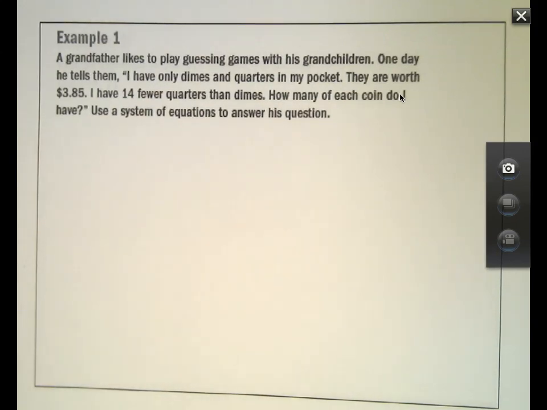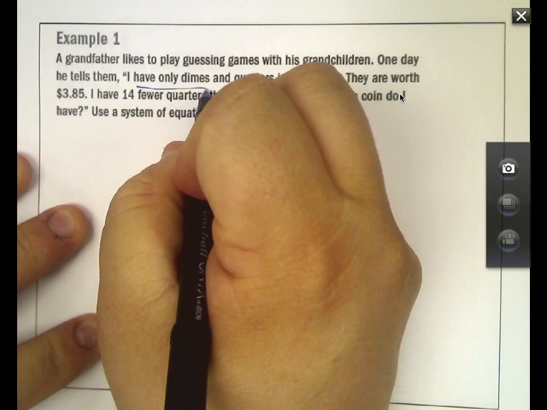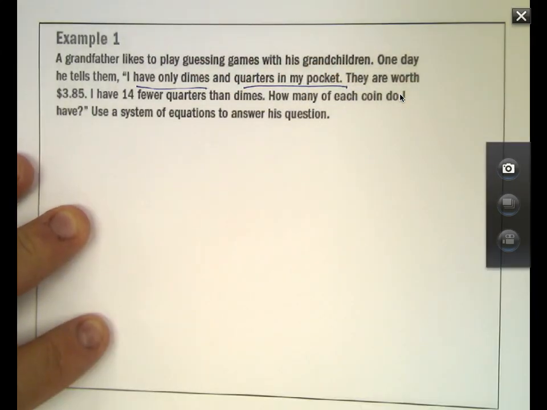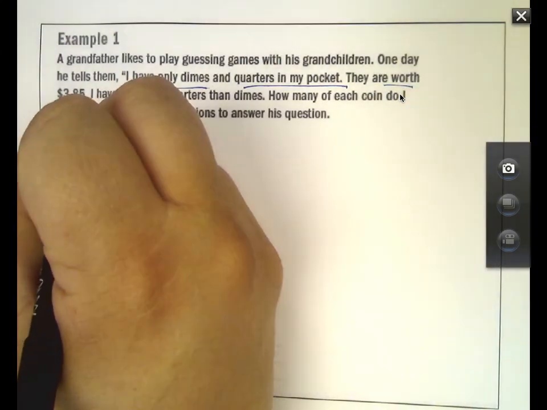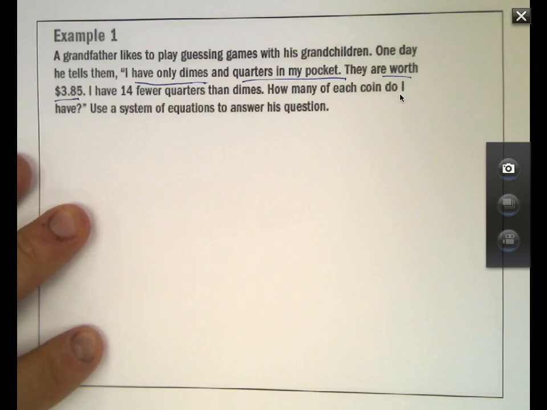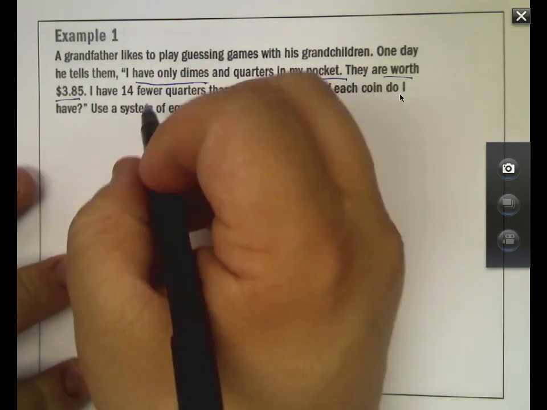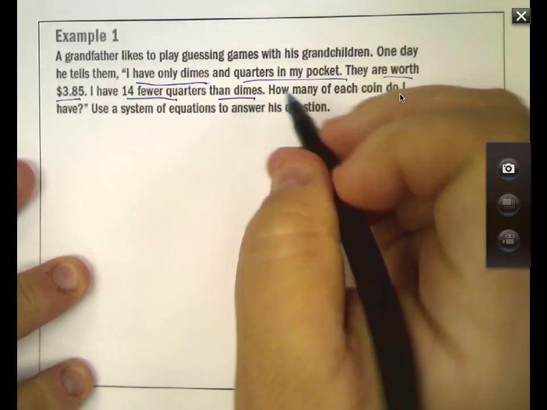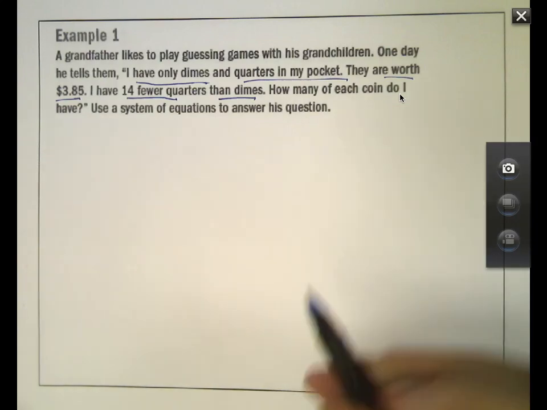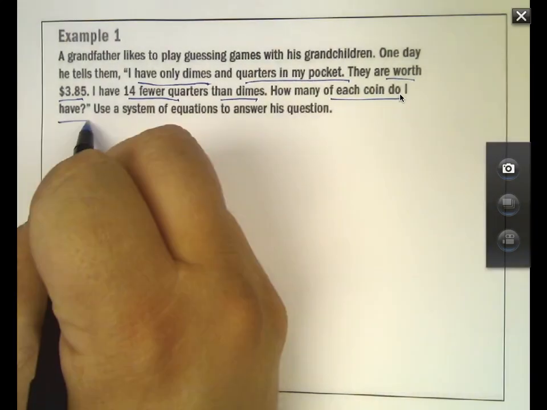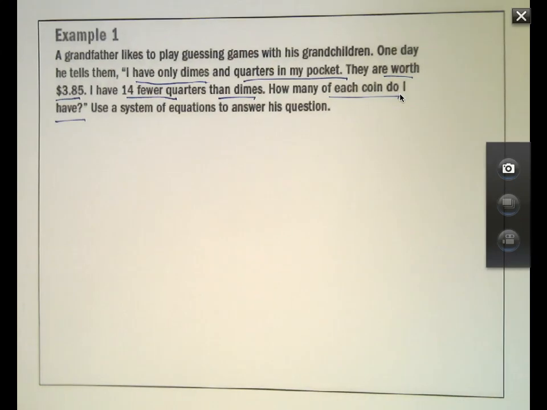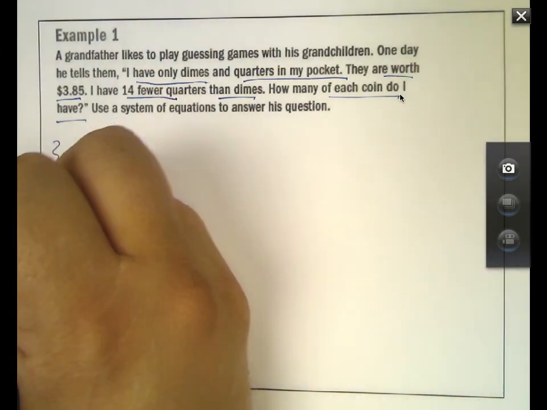A grandfather likes to play guessing games with his grandchildren. One day he tells them, I have only dimes and quarters in my pocket. They are worth $3.85. I have 14 fewer quarters than dimes. How many of each coin do I have? They want us to use a system of equations to answer the question.